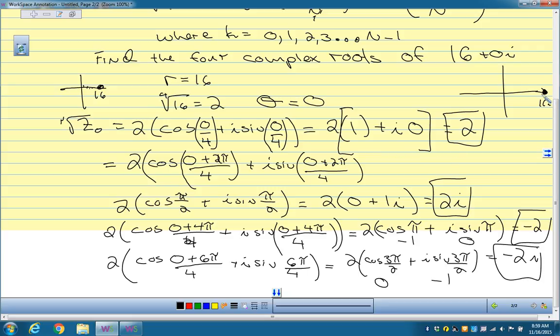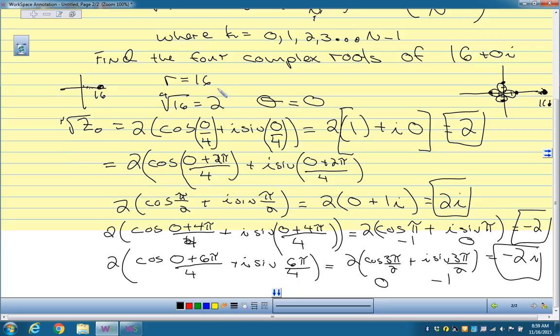My original number was plain old 16. So here's one root, which is out here at 2. Here's another root, over here at 2i. Here's another root at negative 2. And here's another root at negative 2i. These make like petals of a pretty flower. If I were going to graph them, they might look like this, where my original is out here. But notice that they are all how far apart? They're all 90 degrees apart.